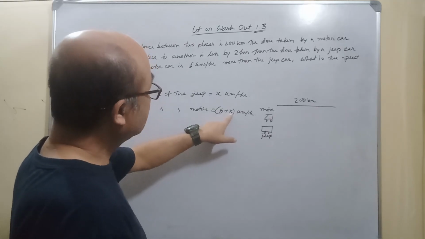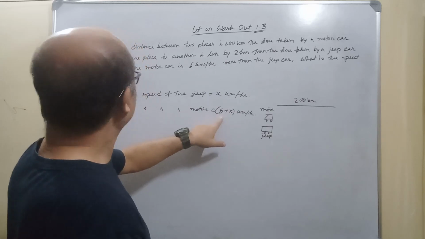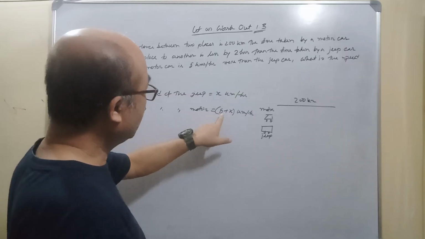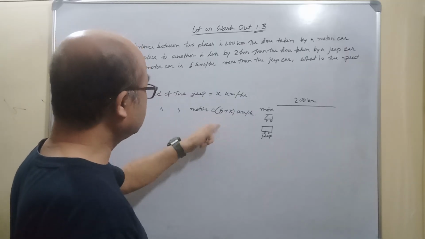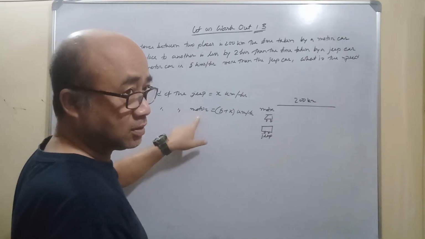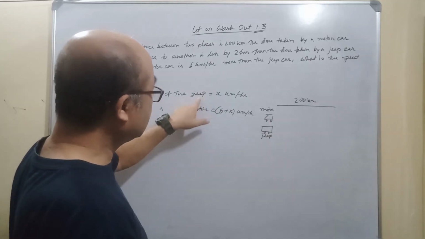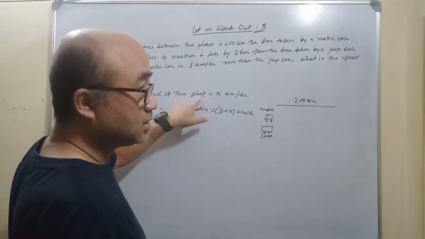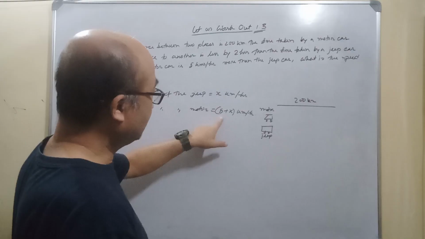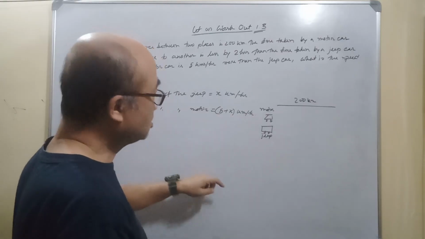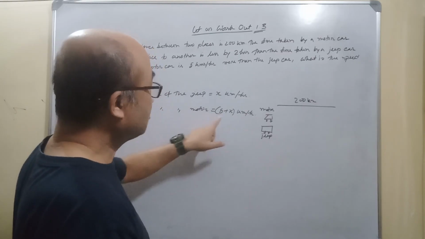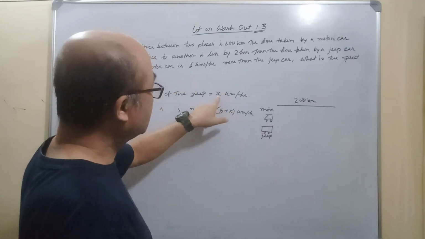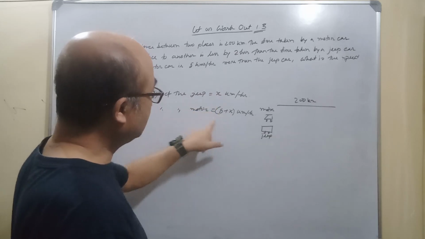So speed of the motor car is 5 kilometer more. So we have to add 5 plus x. So that gives us the speed of the motor car. Okay, this is the speed of the jeep car, x kilometer per hour. So speed of the motor car is x plus 5 or 5 plus x kilometer per hour, because speed of the motor car is 5 kilometer per hour more. So we have to add to the speed of the jeep car, then we get the speed of the motor car.